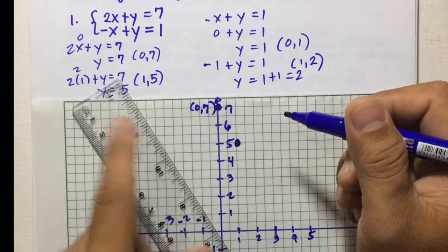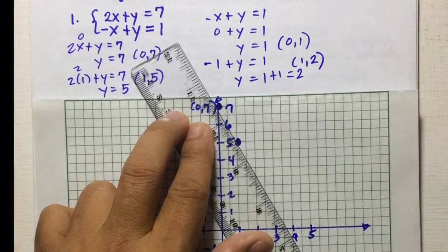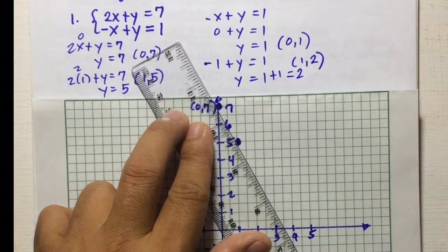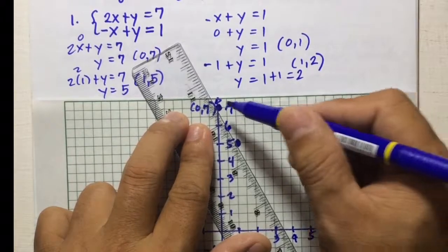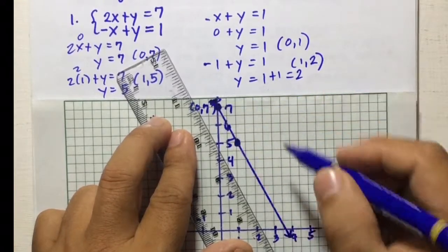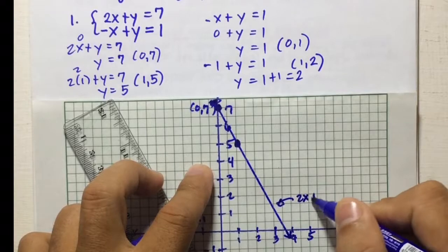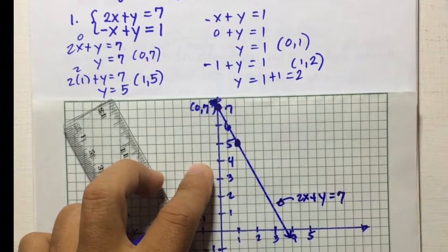Next we're going to connect the 2 points using a ruler or any straight edge. Connecting the two, we have this line here. So this is the graph of 2x plus y equals 7.